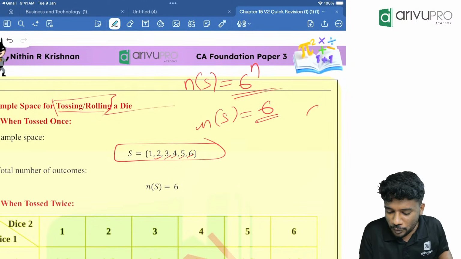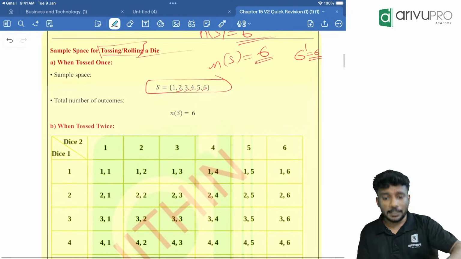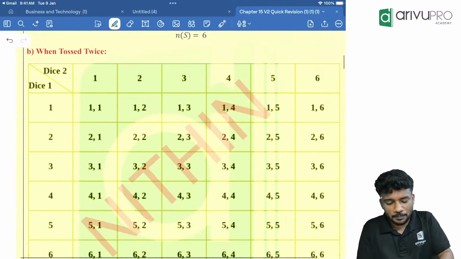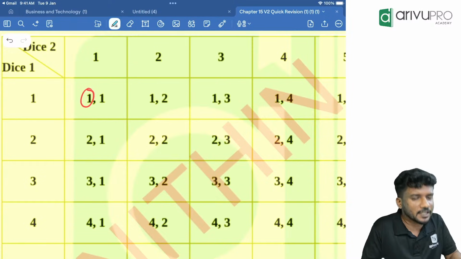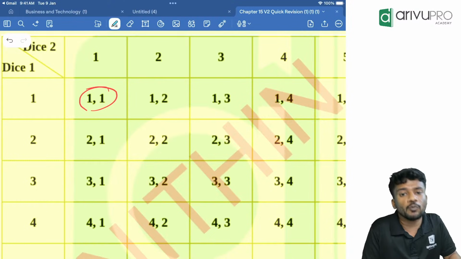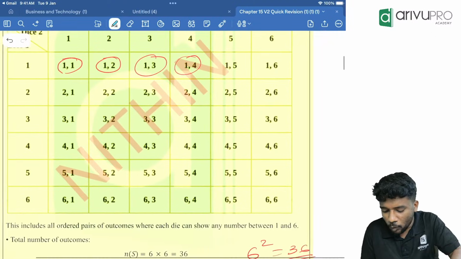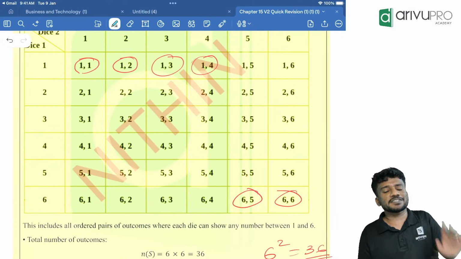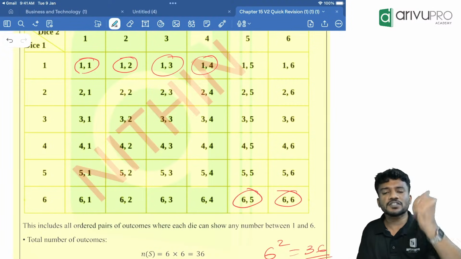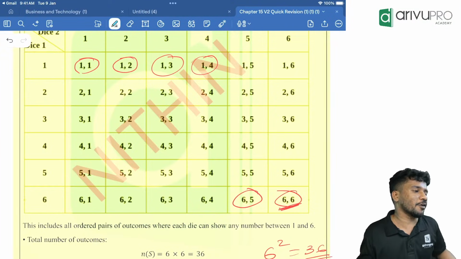In the first case, when I toss for 1 time, 6 raised to 1 is 6. Now, when I toss it 2 times, it will become 6 raised to 2, which is equal to 36. So the possibilities are written here. When I toss for the first time, I got 1. Then second time also I got 1. Likewise, I have 1, 1. Then 1, 2. Then 1, 3, 1, 4, etc., till 6, 5, 6, 6. What do you mean by this 6, 6? When I toss the die for the first time, I got a 6. Second time also I got 6. So the answer is 6, 6.